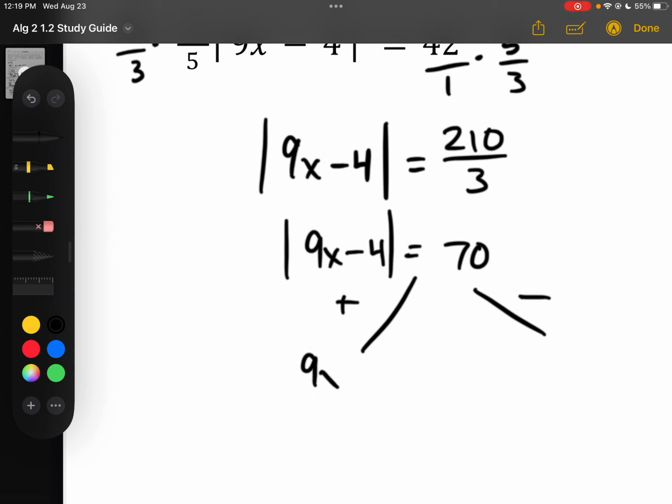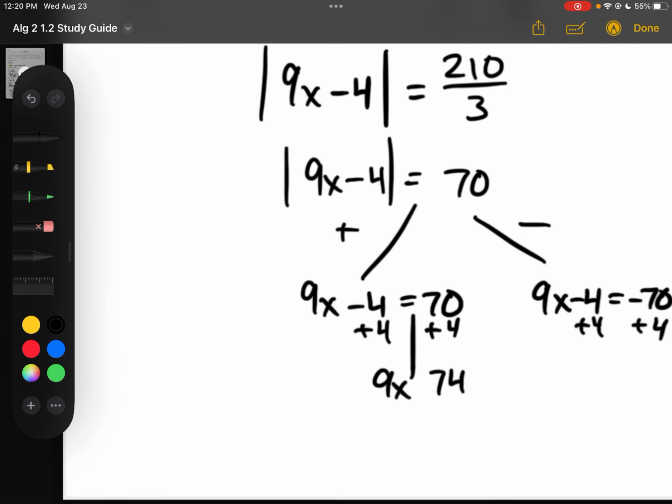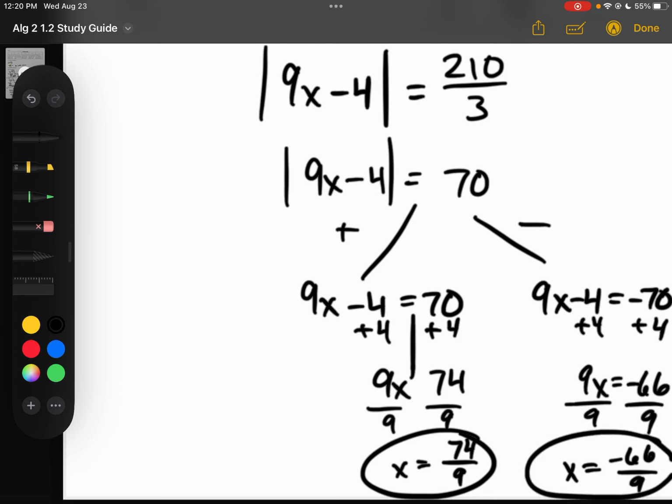And from here on the positive side, there is no change. But on the negative side, we make one change. All right, 2 final answers. We are good to go.